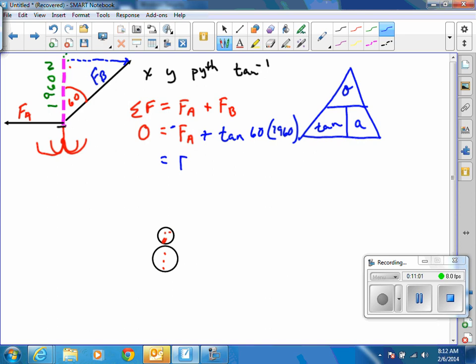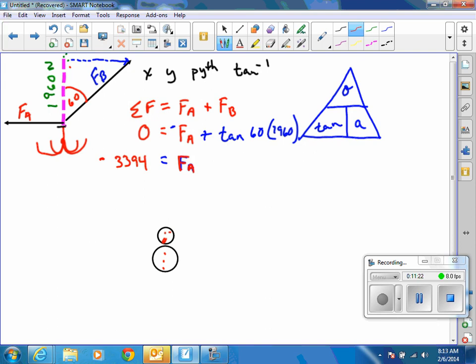So I'm going to say FA then, I don't know why I'm writing it in blue, it should be in red. FA is therefore going to end up equaling 3,394 newtons, but since it's pulling left, you have to make that negative 3,394 newtons. Thank you, Caleb.